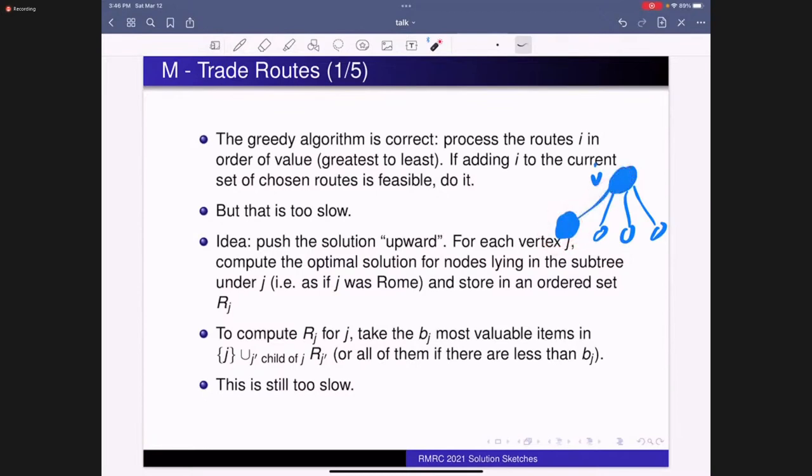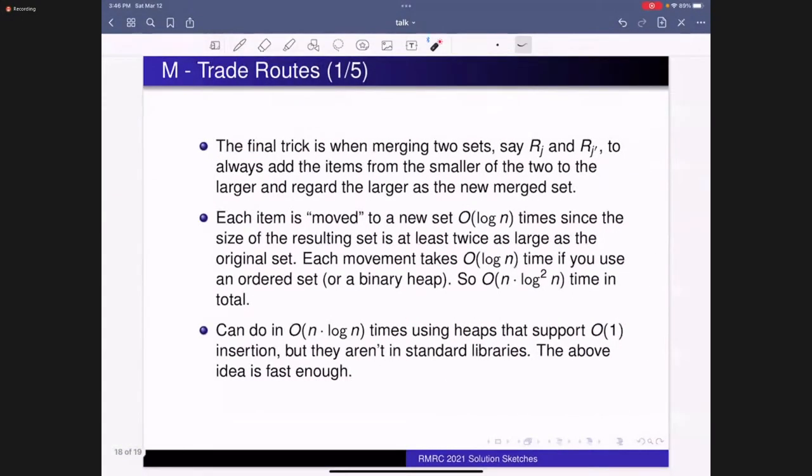So in general, you can view the solution as merging a bunch of heaps or some other container to hold items. And I want you to think about merging, taking the ones from the smaller and adding them to the larger. If you do that, every time you have to combine two things, if you always add the smaller to the larger, then every item will only be moved log n times, because every time it moves to a new thing, that thing's size is at least twice what it was before.